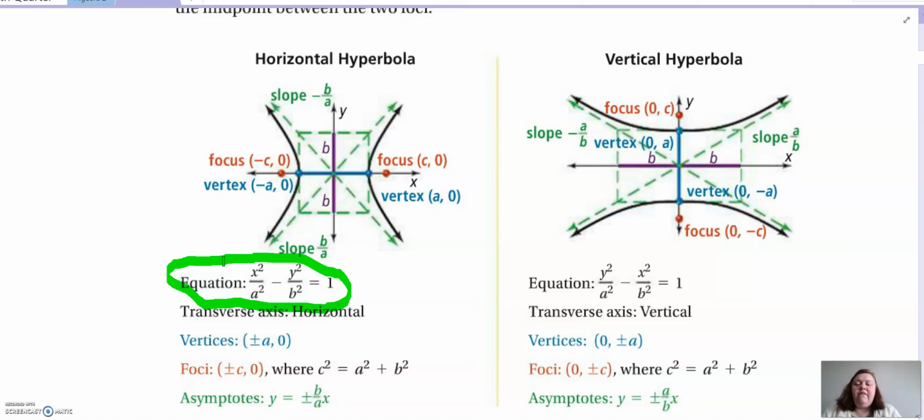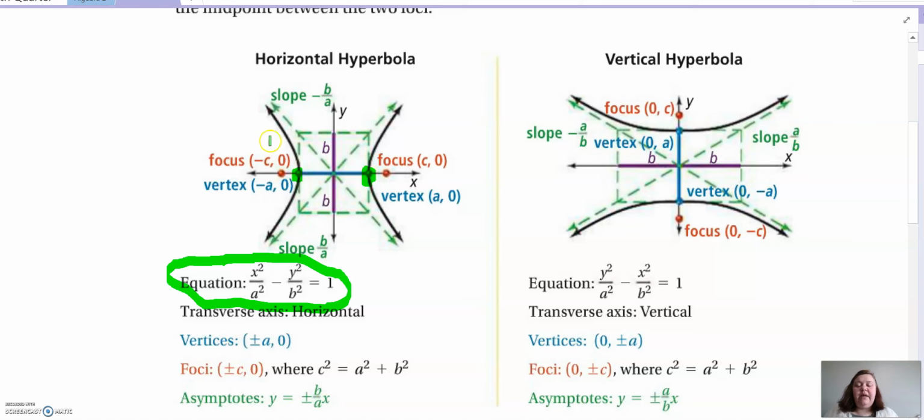Now our vertices here, one here and one over here on the right, are just like the vertices on our parabola. They're that inflection point where they change directions. So our vertices are plus or minus a comma 0. And we're also going to have foci, which are still on that same axis, in this case the x-axis here. And it's going to be plus or minus c comma 0.